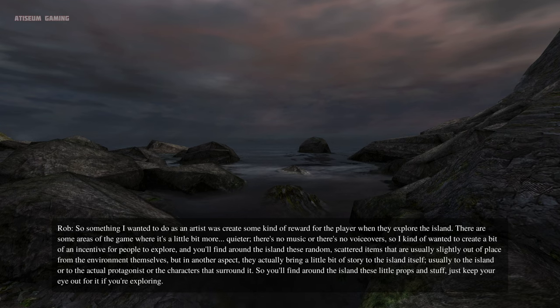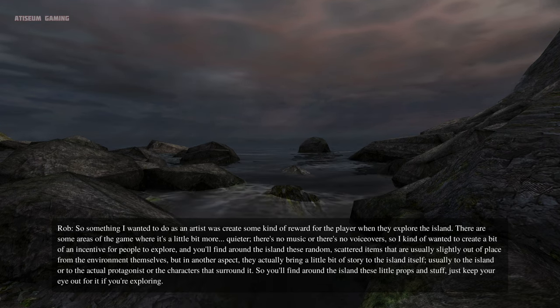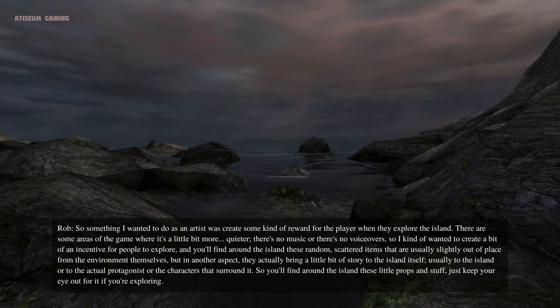So you'll find these little props and stuff around the island. Just keep your eye out for it if you're exploring.